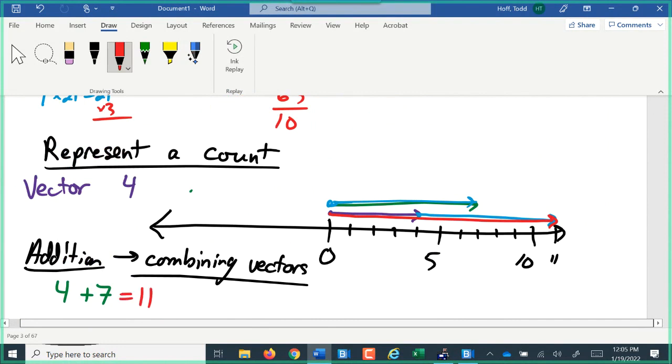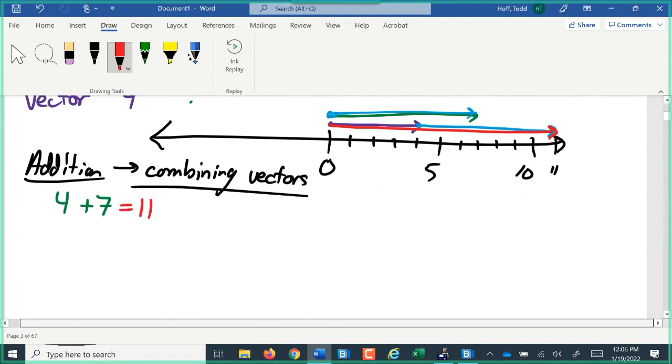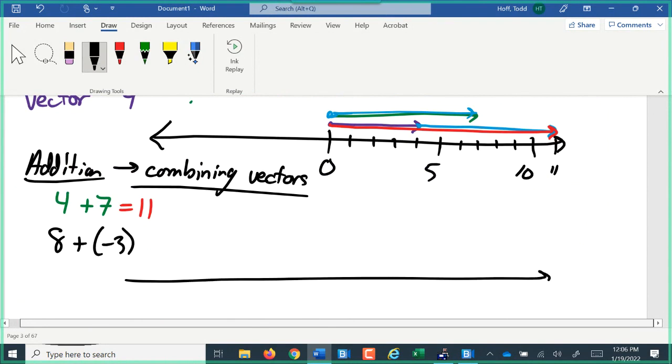Now, we didn't need vectors for 4 plus 7 because we all know how to add 4 plus 7. But we're not always going to be working with positive numbers. I have something like 8 plus a negative 3. Vectors help us to represent that.